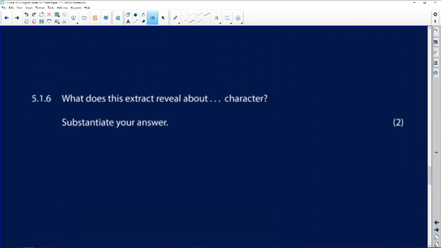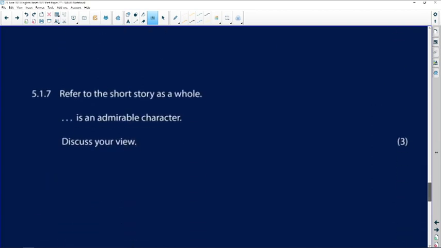Again, how do you prepare for this? You take any extract and say, take the character, Salome, Louisa, Davy, the teacher. What does this extract reveal about that particular character? It's really easy to prepare for that one. And then substantiate your answers, give your reasons. So that's not a difficult one to do.